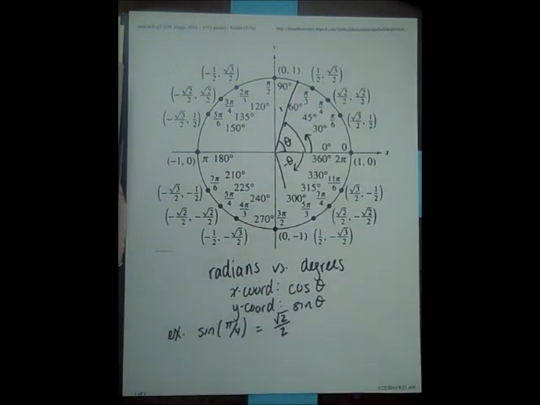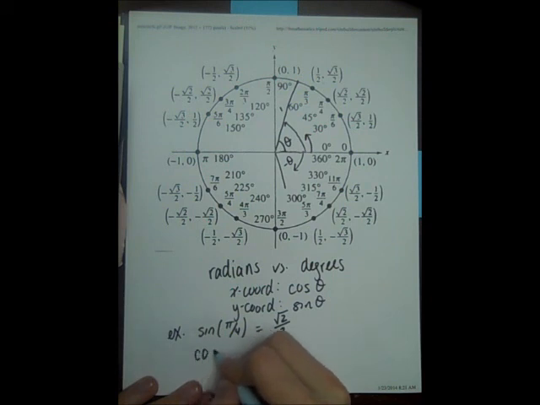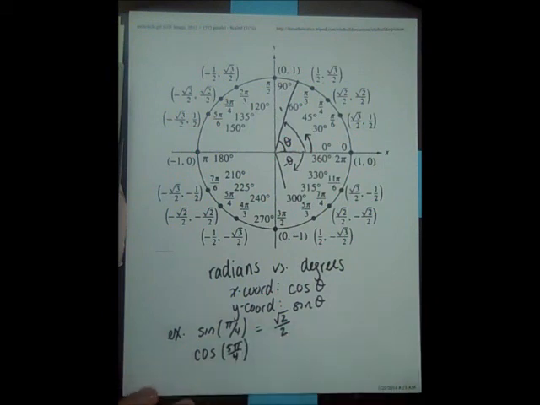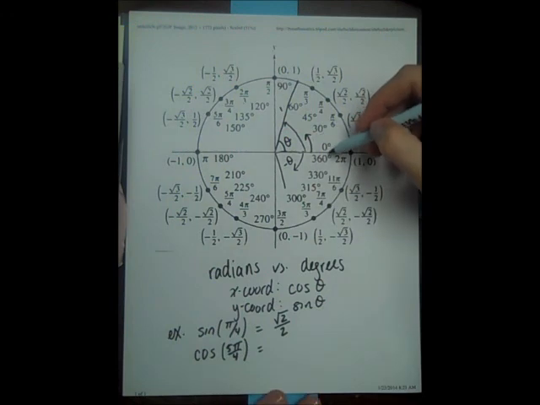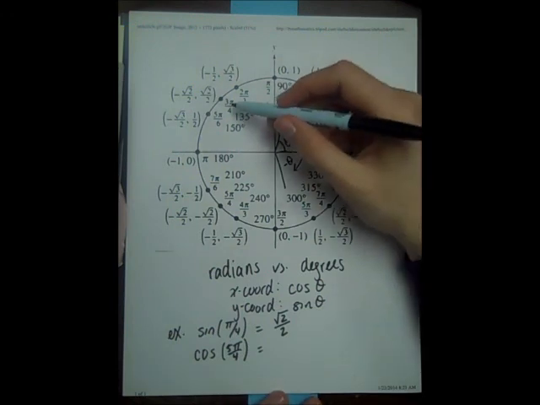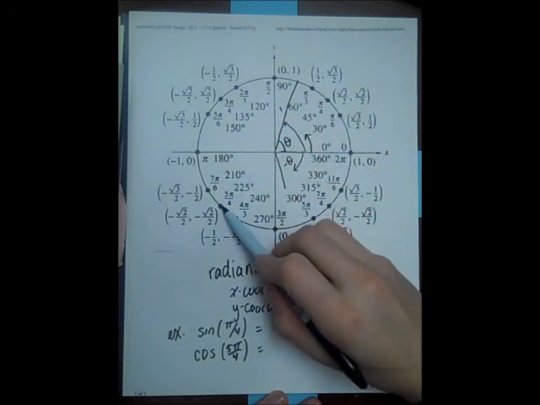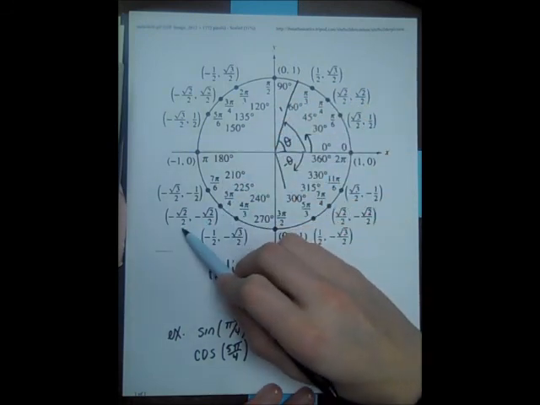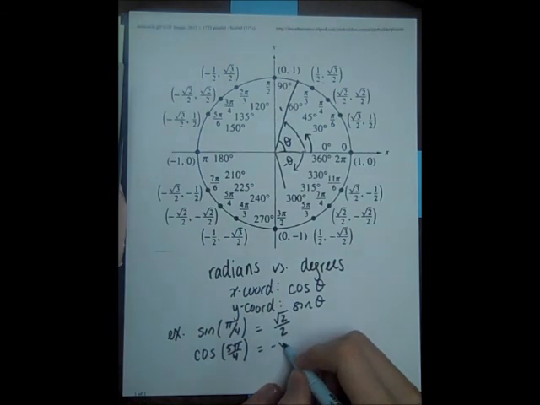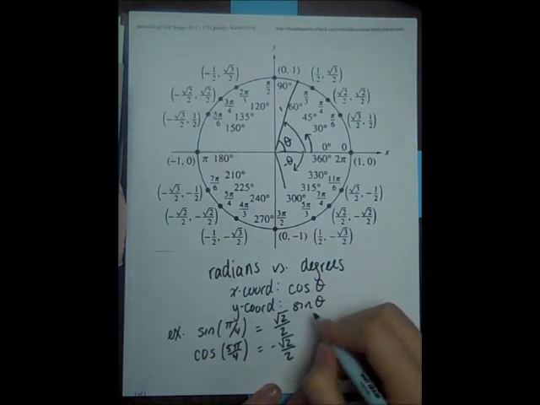Okay. How about another one? What is the cosine of 5 pi over 4? So I start at the x-axis. I move in a positive direction, 5 pi over 4 to this angle here. And then I say the cosine is the x-coordinate. So here's my x-coordinate. So negative square root of 2 over 2.